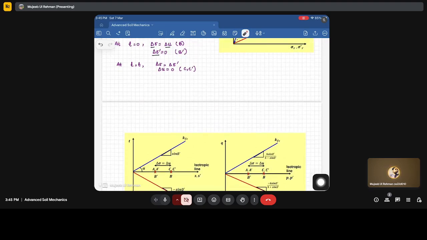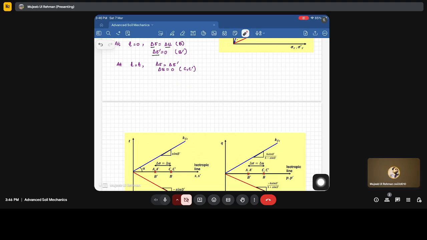So our A will shift to B, and this delta sigma is equal to delta u, or you can say a total stress path will shift from A to B. Fine. And if we talk about the effective stress path, delta sigma dash is equal to 0, so this B dash is not going to move, because at t is equal to 0, whatever be the increase in sigma, it will be reflected in the u also.